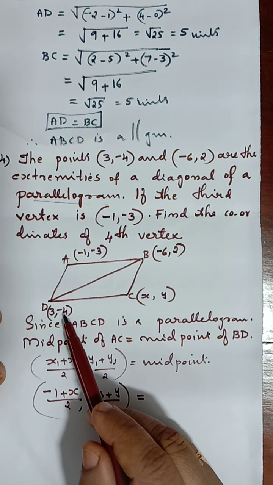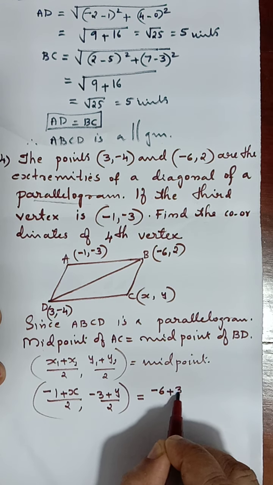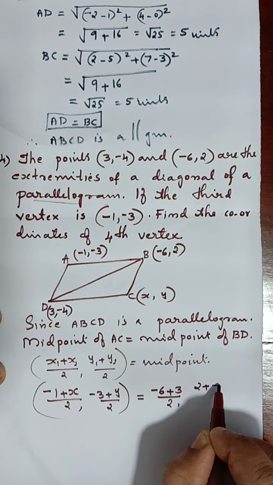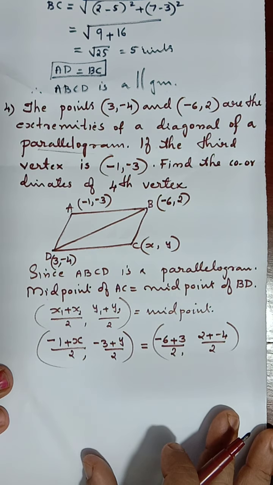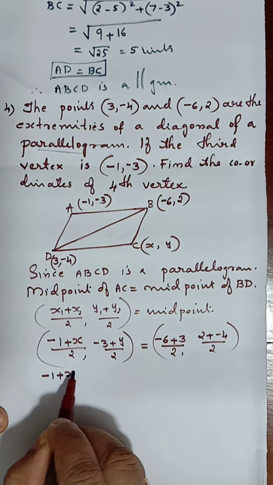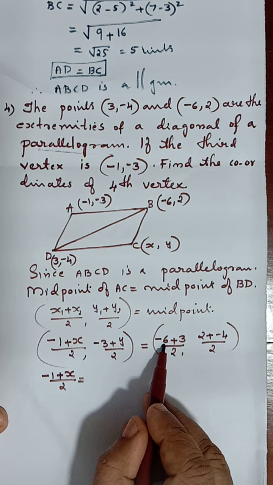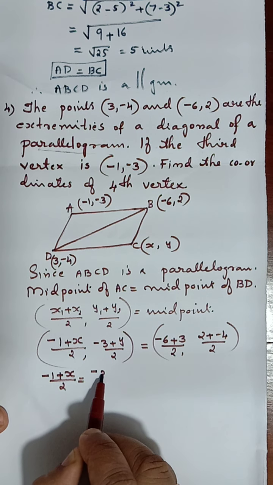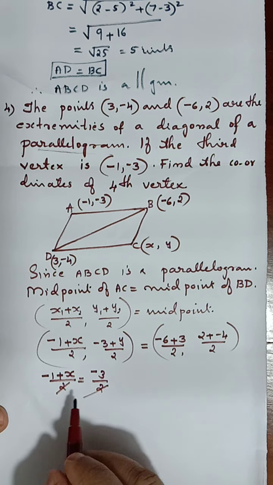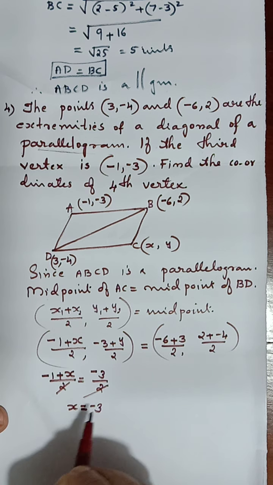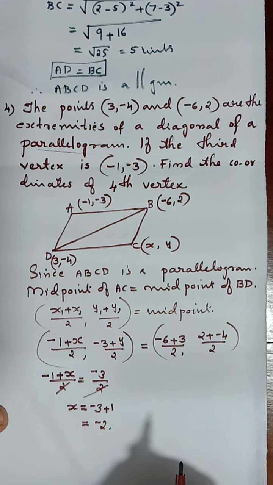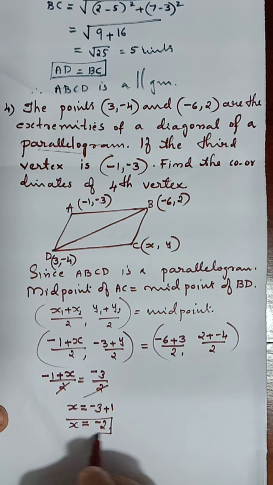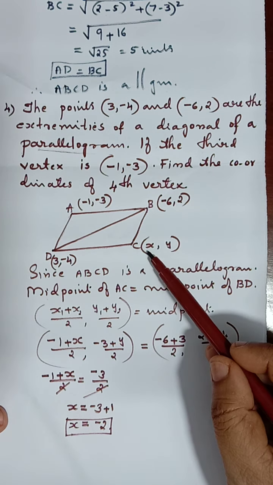x1, y1, x2, y2. So (x1 plus x2) by 2, (y1 plus y2) by 2. Now we will compare both the sides. When we compare, we will get minus 1 plus x by 2 equal to -6 plus 3, that is -3 by 2. We can cancel this 2. We get x is equal to -3 plus 1, that's equal to -2. So x is equal to -2. X will be the fourth vertex's x coordinate.